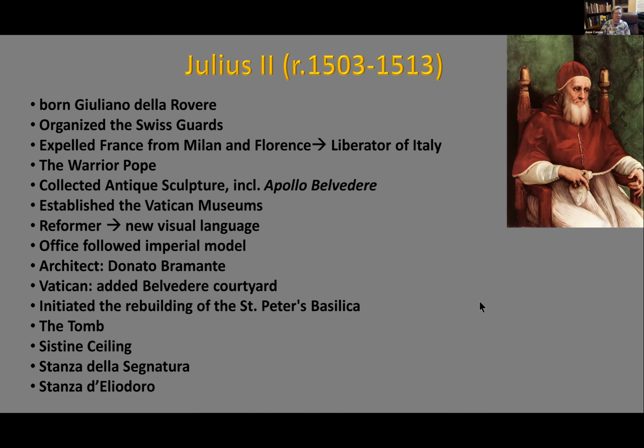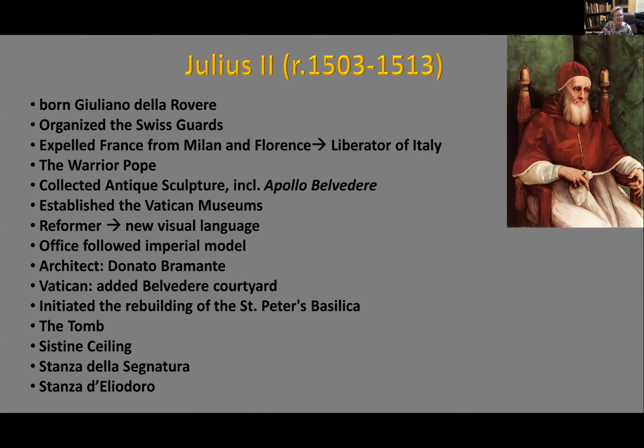So when Raphael comes to Rome, he is welcomed by Julius II della Rovere. As you know, he was born Giuliano della Rovere. In his life, he organized the Swiss Guards that are still present at the Vatican. He expelled France from Milan and Florence and became known as the liberator of Italy. He was known as the warrior pope because he literally would jump on his horse and lead his army to try to defeat these other places, successfully or not, by the way.